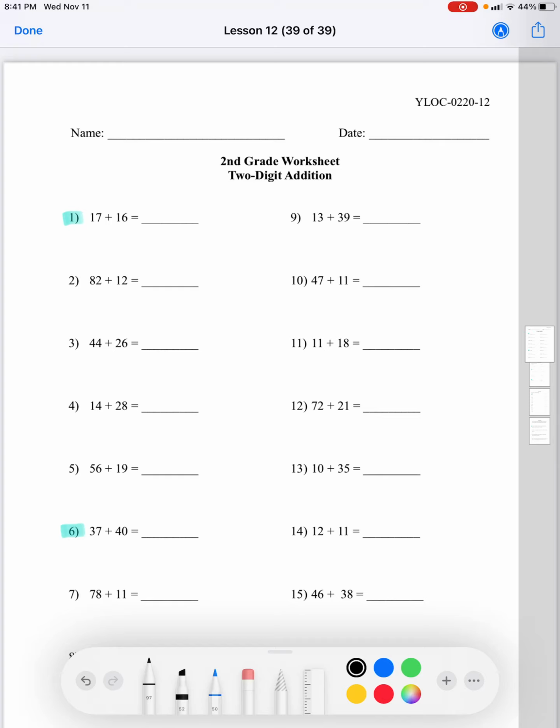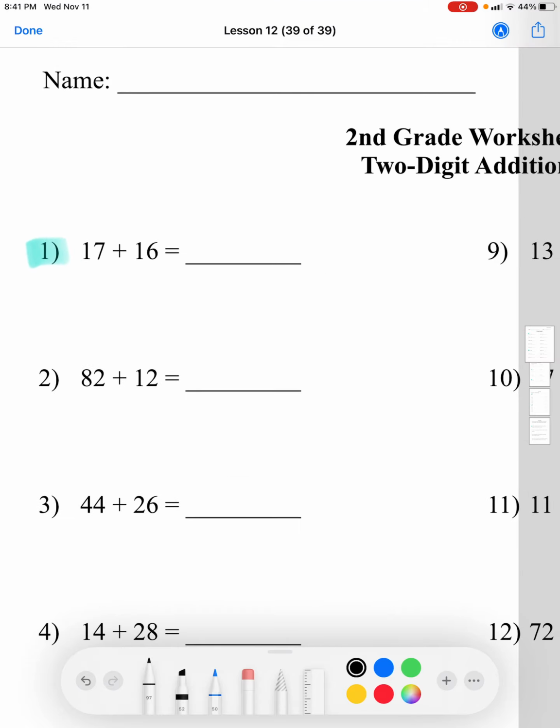So our first topic is two-digit addition. Let's go over our first example. It's number 1. We have 17 plus 16. Let's rewrite that over here and stack the numbers. 17 plus 16. So we're going to go over this step by step from the beginning, the basics of regrouping and all of that.